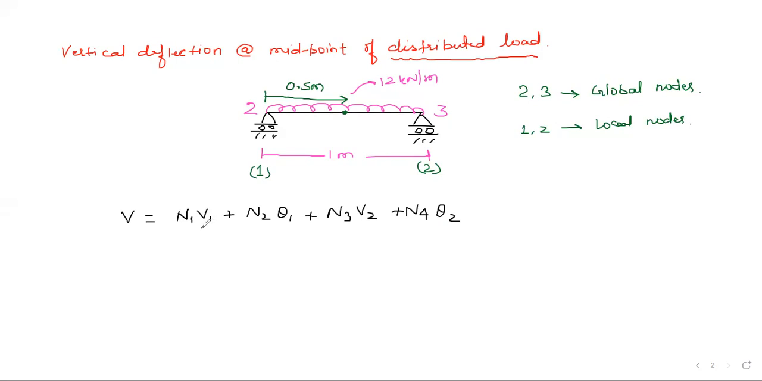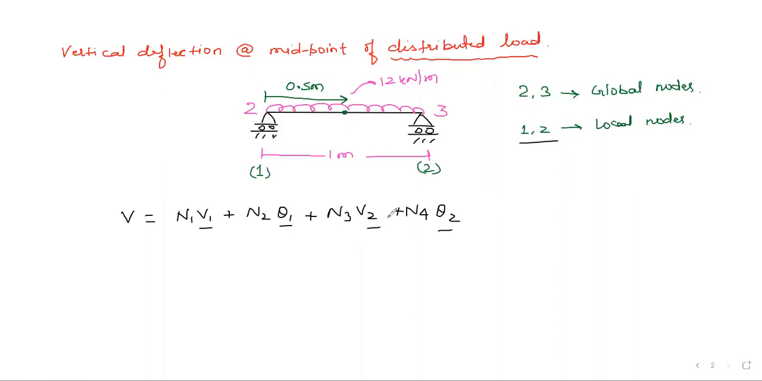So to maintain the terms N1 V1, N2 theta 1, N3 V2, N4 theta 2, I am taking nodes 1 and 2. Or else if you take nodes 2 and 3, it will be V2 theta 2, then V3 theta 3. It's completely your wish. Whatever you want to take, you can take.